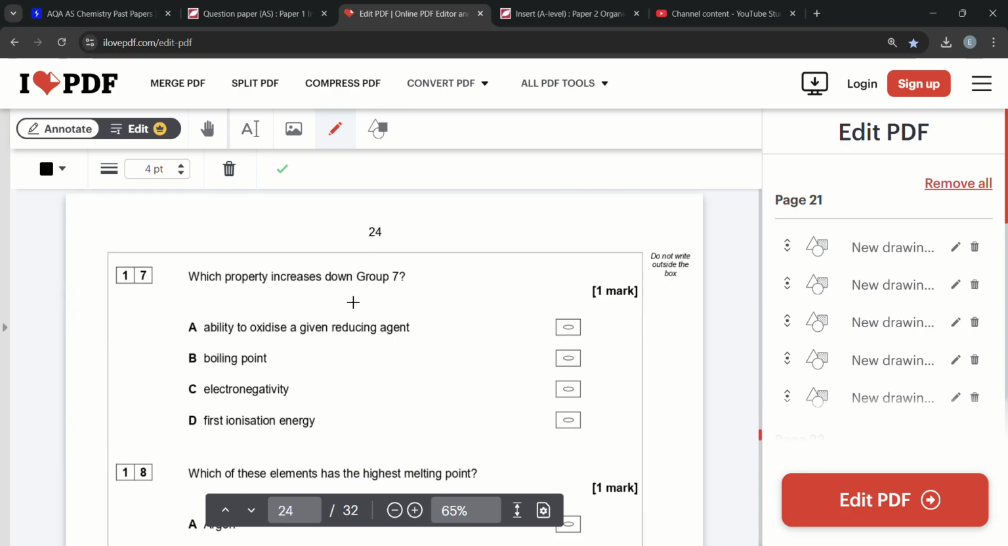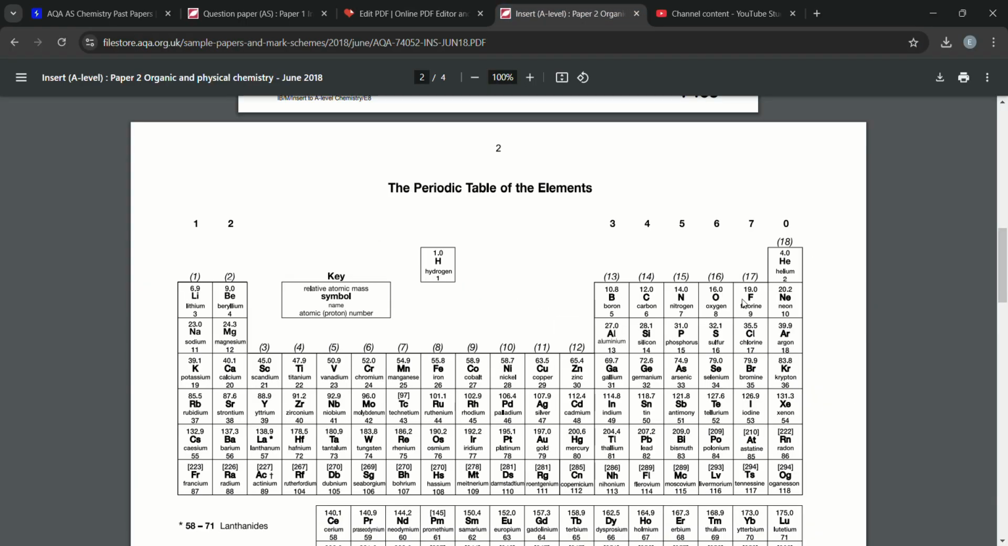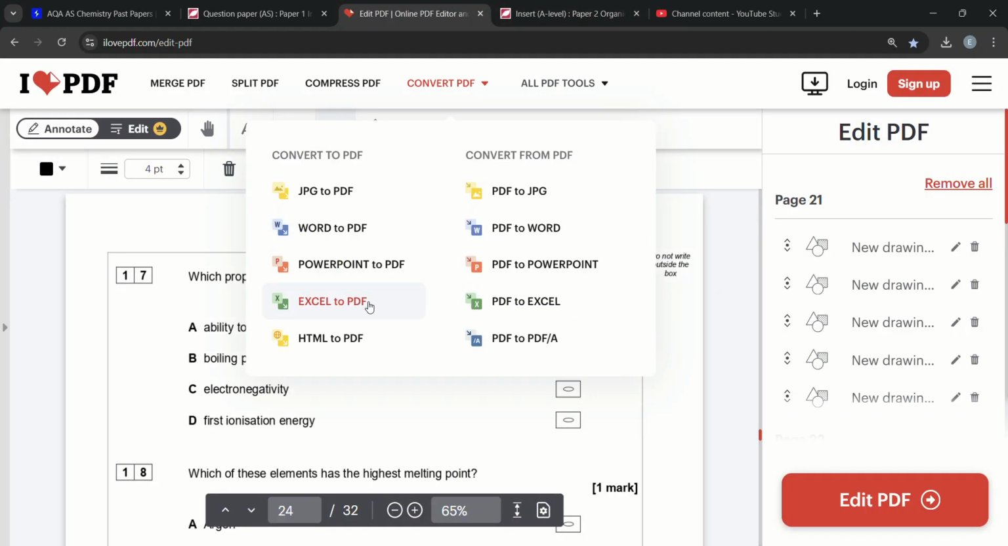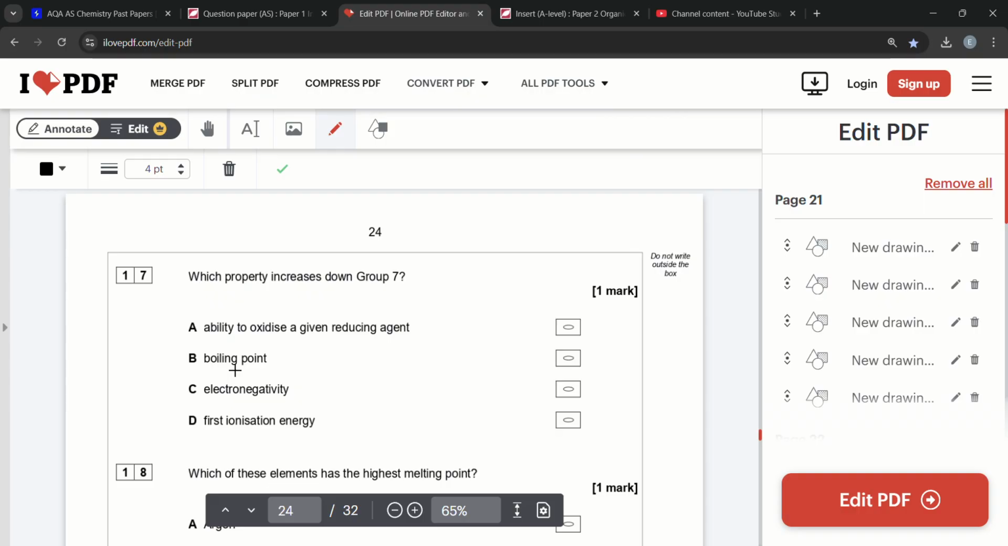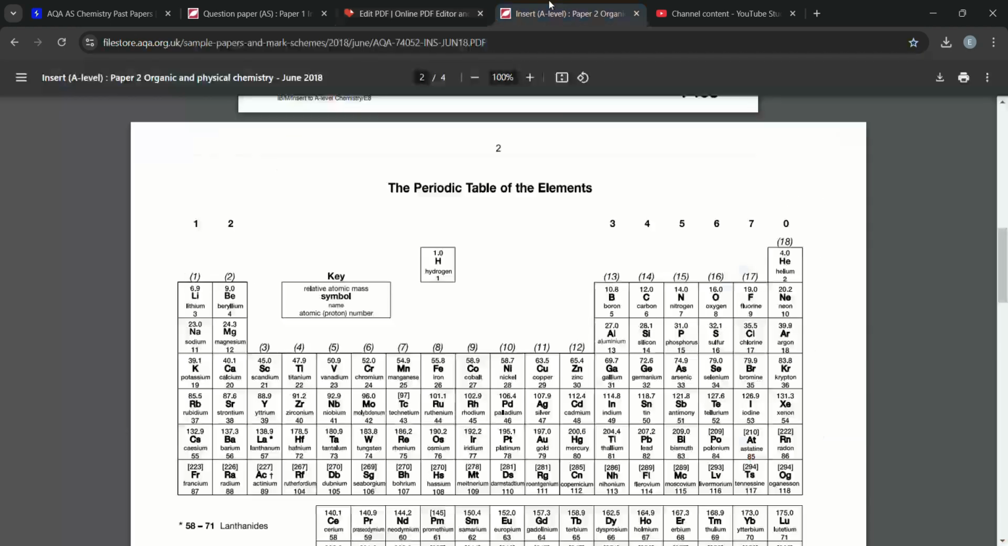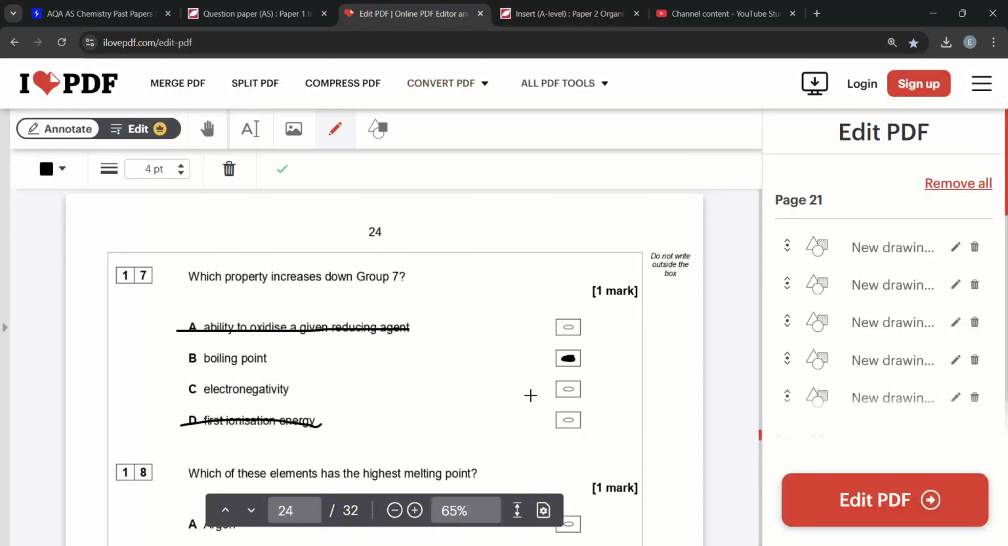Which property increases down group 7? Down group 7: fluorine, chlorine, bromine, iodine, astatine, tennessine. The options are boiling point, electronegativity, first ionization energy. Well, it's definitely not going to be the first ionization energy; first ionization energy decreases down the group. Electronegativity, ability to oxidize a given reducing agent? No, the answer is going to be boiling points. Now, the number of electrons increases, giving stronger intermolecular forces, etc.